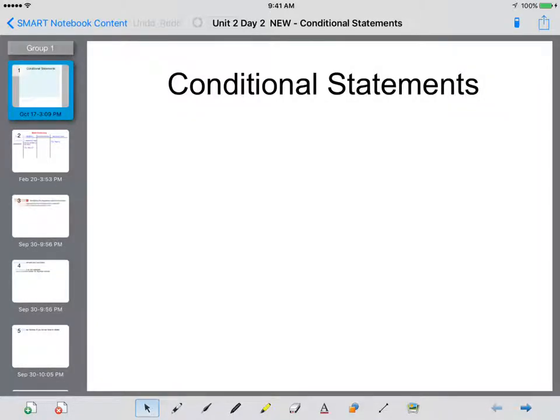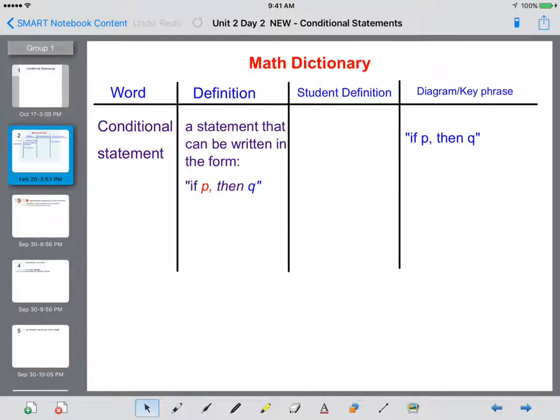Welcome to this lesson on conditional statements. Make sure you got your math dictionary out. Here comes the first word.